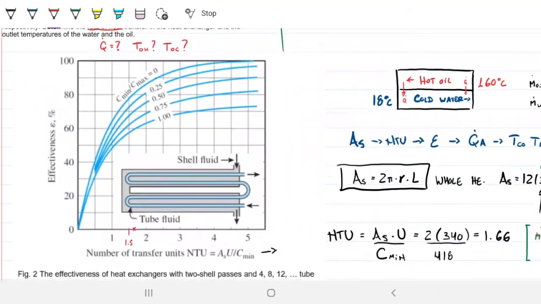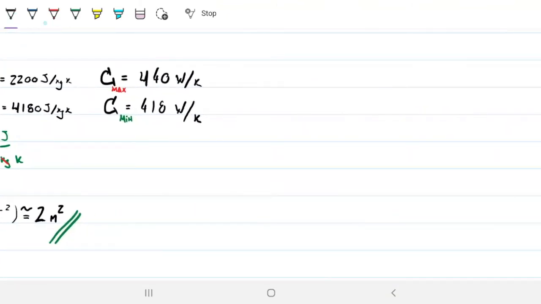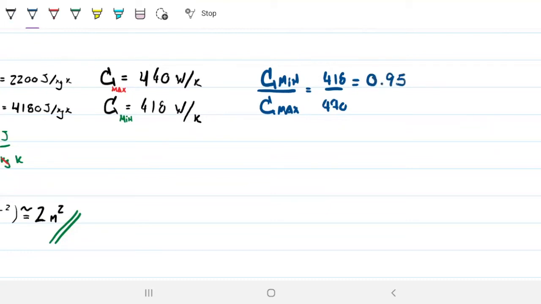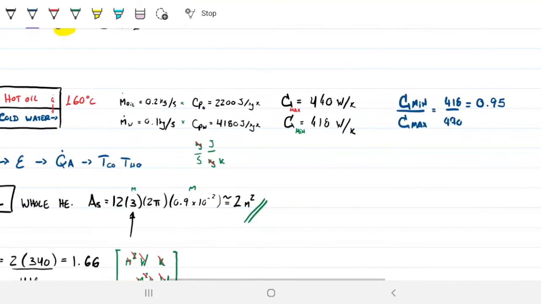The other thing I'm going to need is my second parameter to be able to read off this graph, which is the ratio between my C min and C max. Now that's very easy for us to obtain because we already have both of them here. So we can do the ratio between C min and C max, which is just 418 divided by 440, which turned out to be 0.95. And this is what we need to be able to find the effectiveness of our system.